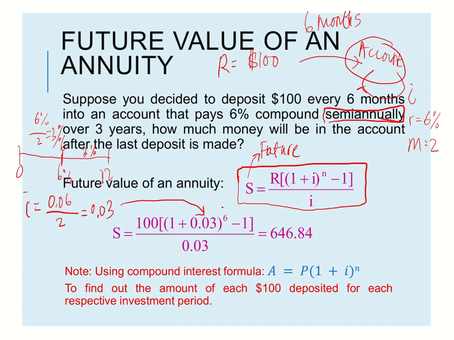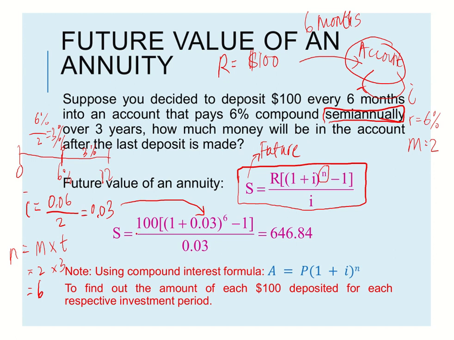Now this n here refers to how many times the bank calculates the interest. We know that each year the bank calculates 2 times, and for 3 years, so in total, the bank is going to calculate 6 times. The bank is going to pay interest to the account 6 times. Therefore, this will be 6. Minus 1 over the i, which is 0.03.